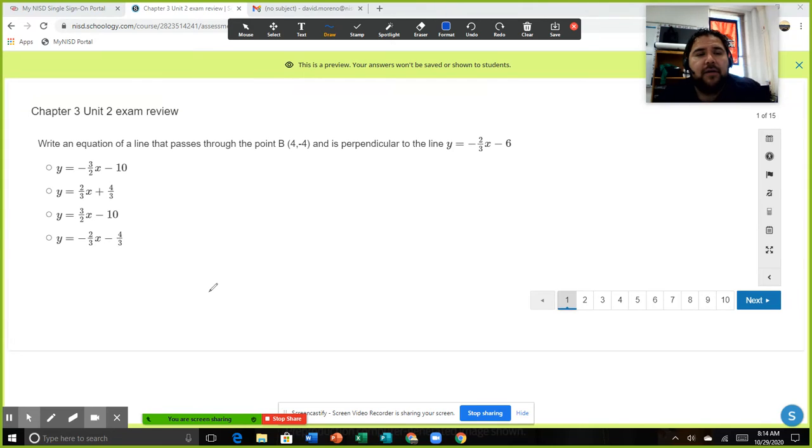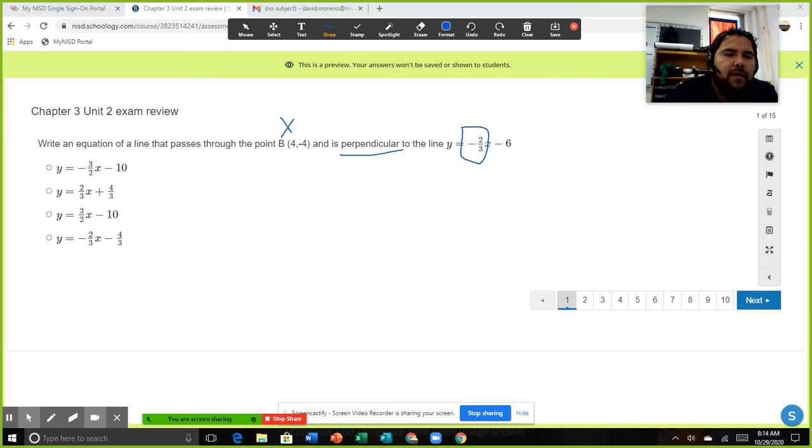Okay, so we're going to write an equation of a line that passes through the point (4, -4) and is perpendicular to the line y equals -2/3 x minus 6. I want to focus on this -2/3 because that's the slope. Perpendicular means flip and reverse, or opposite reciprocal, and it's going through the point (4, -4).